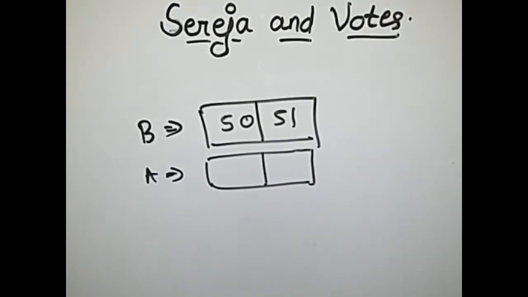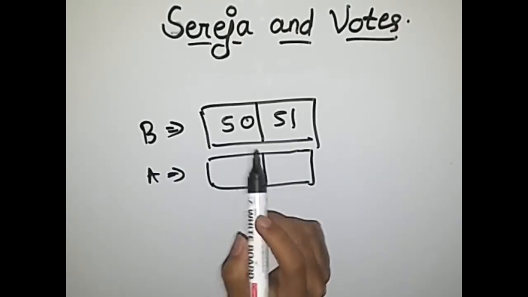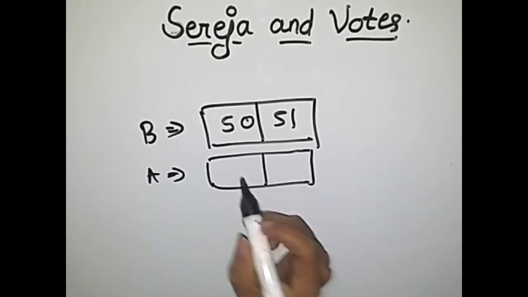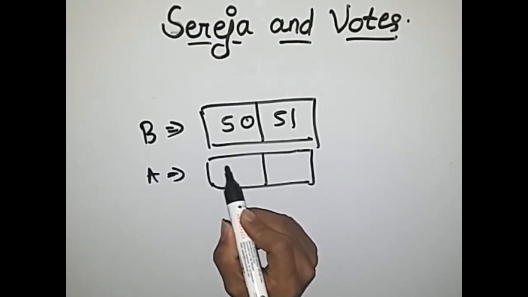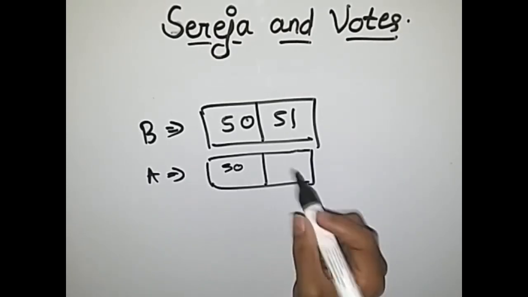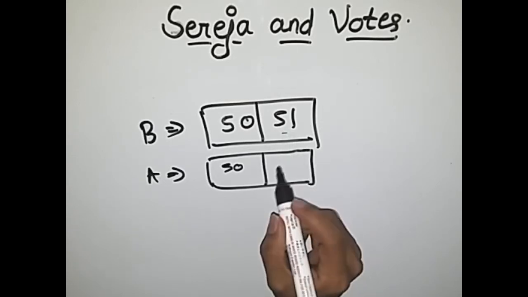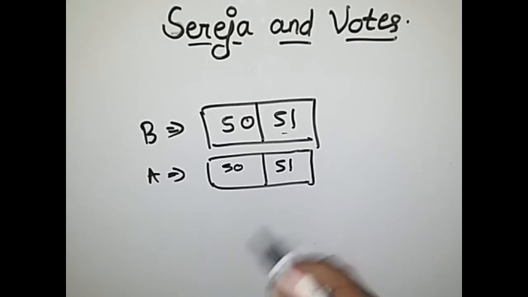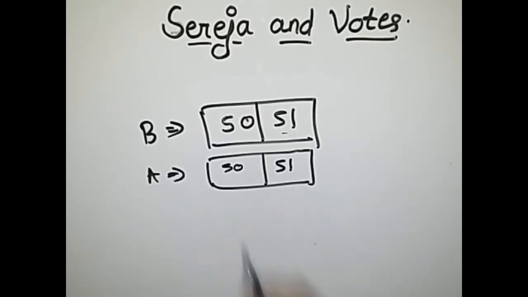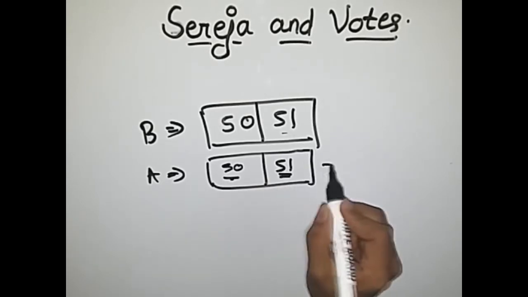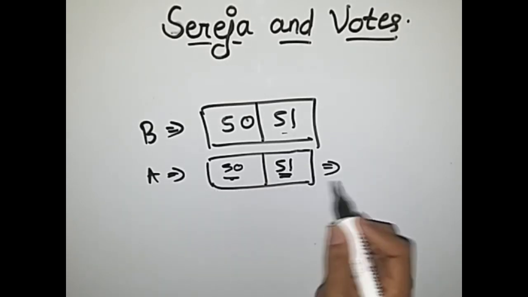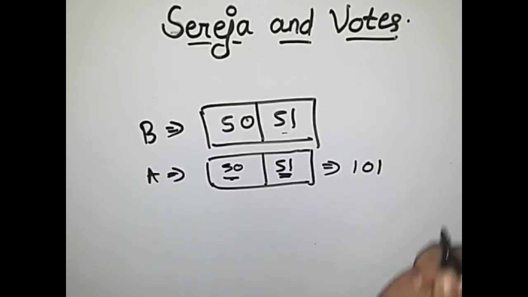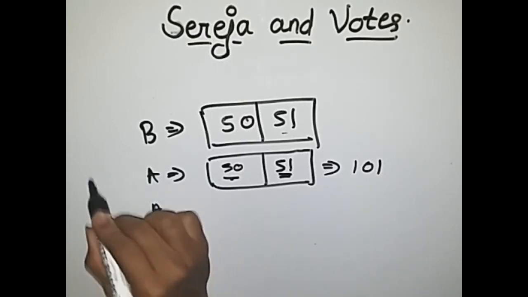Now what we have to do is find the values in array A, right? So the maximum value which A can take is 50, and the maximum value which this element can take is 51, because 51 after rounding off becomes 51. It cannot be greater than 51, then it will be rounded off to 52. So these are the maximum possible. So the maximum possible sum of this array would be 101.